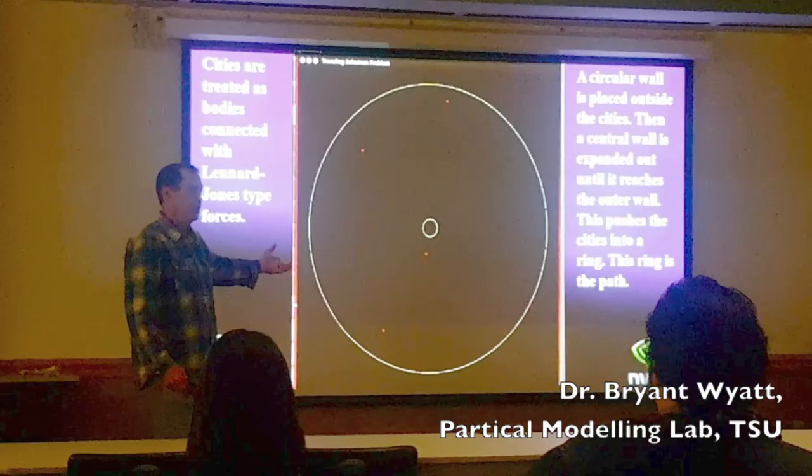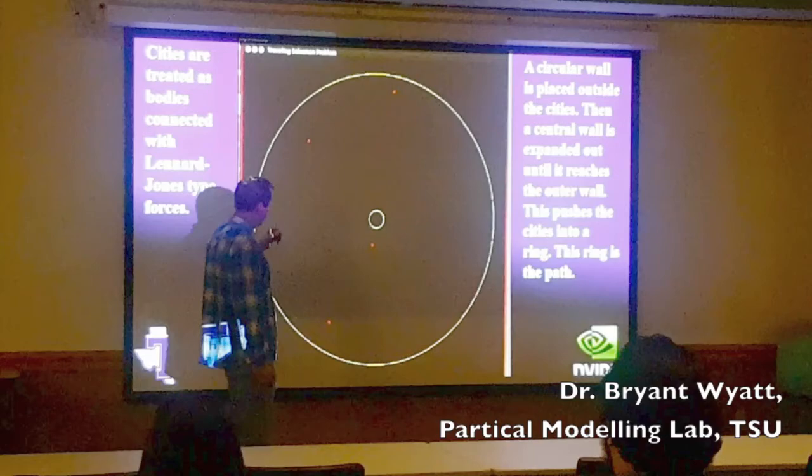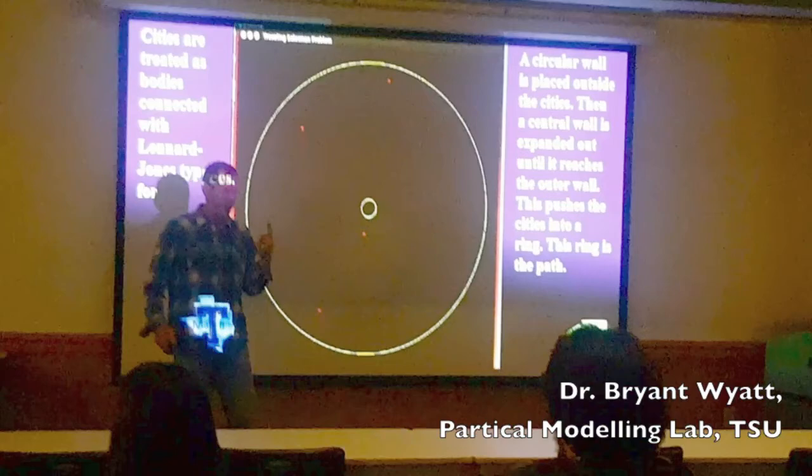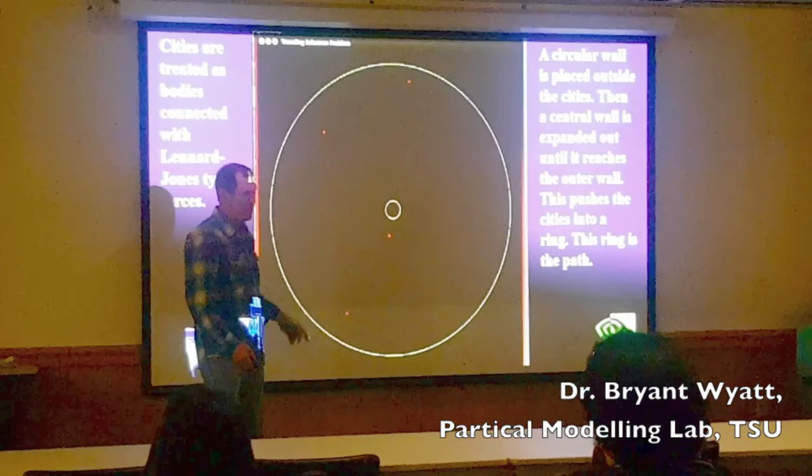What Johnny's going to do here is we've got to take this 2D path through the cities and turn it into a one-dimensional path. So what he's going to do is take this inner circle, blow it up, and push the cities back to a ring, and that ring will be your path.